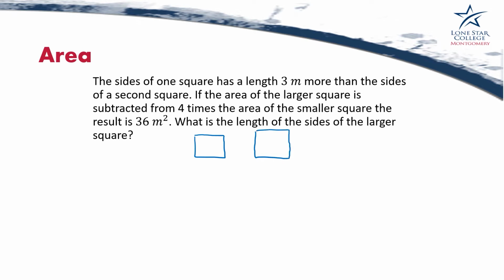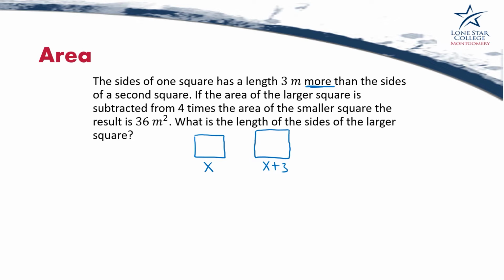Now we don't know either sides of the squares, but we know that the one square has a length 3 meters more than the side of the second square. In math, more means adding, addition, so we're adding onto it. So we don't know either side, but we know that the larger one is 3 more than the smaller. So we can call the side of the smaller square right here as x, and it means that the side of the larger square has to be x plus 3.